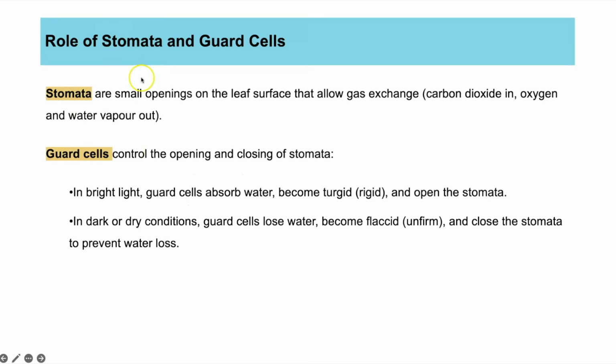So a little bit more here. The stoma, or stomata for plural, are the small openings on the leaf, and that is where we have gas exchange, but also water vapour can evaporate.